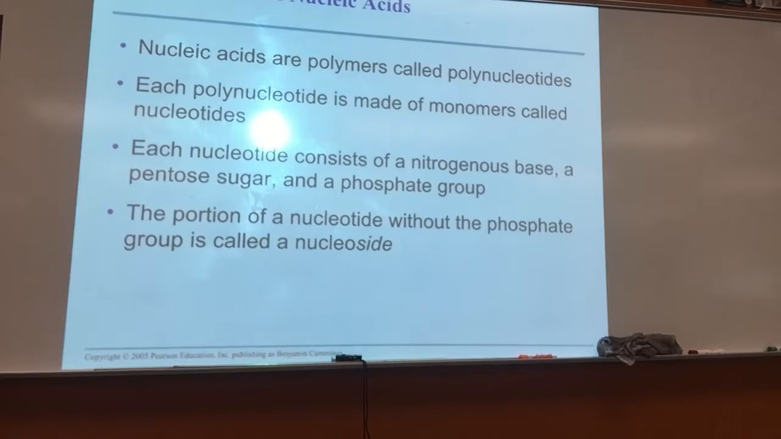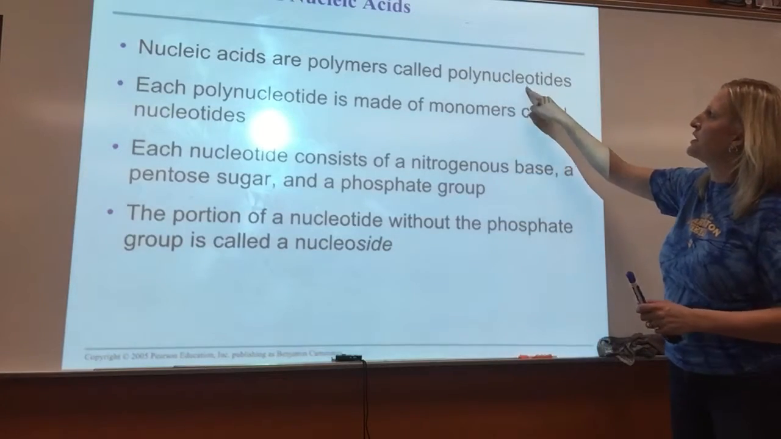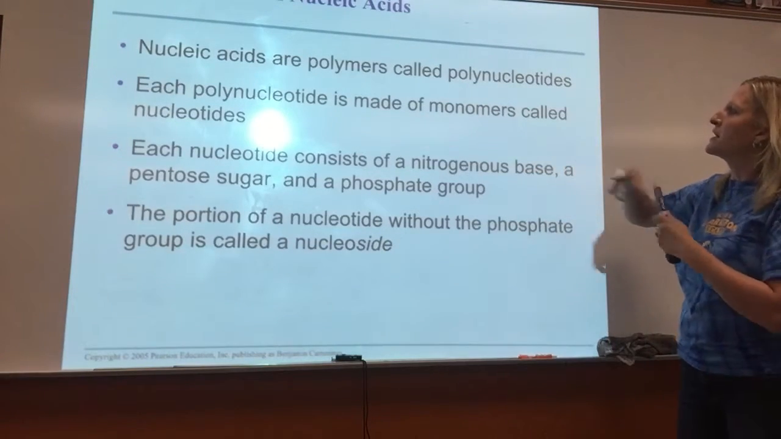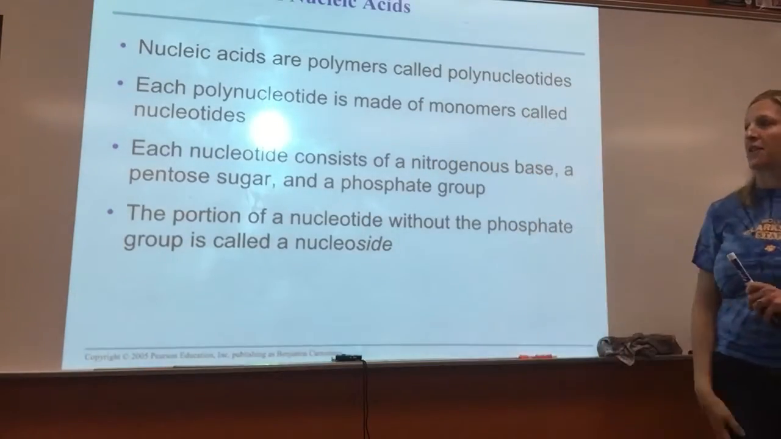So let's look at the structure of DNA and RNA. They're called nucleic acids. They are polymers. That means they're chains of smaller things, and so we call them polynucleotides. Why? Because the monomer is a nucleotide. So therefore, there are many nucleotides hooked together.